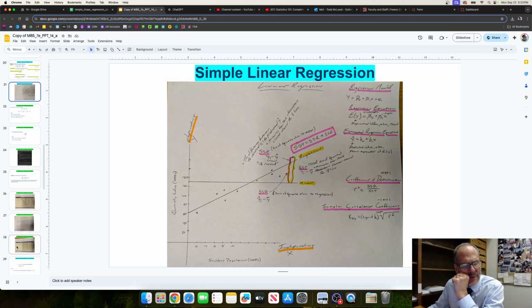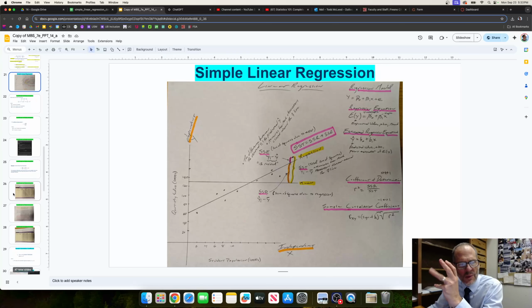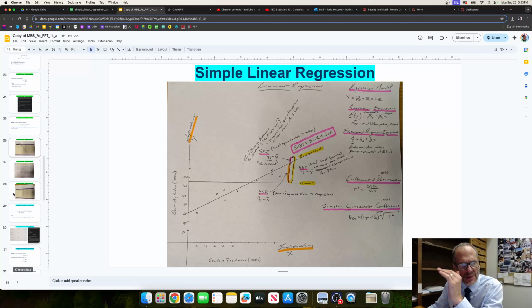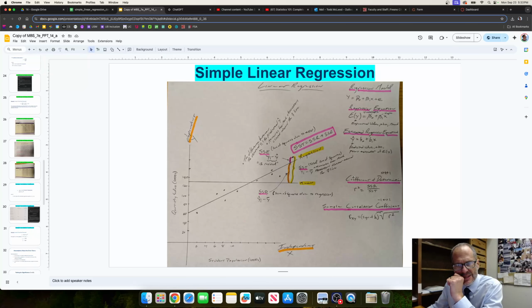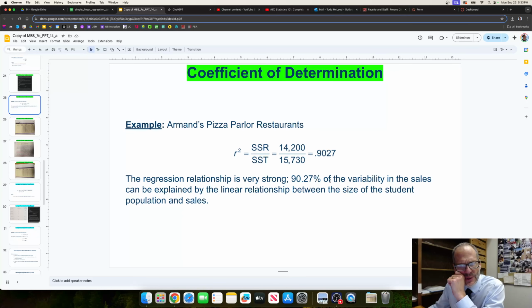So it's just like we don't have to invent the engineering, we just have to know how to use it. We don't have to invent the engineering on the BMW, we just need to know how to drive the BMW. Again, if we understand what these things do, we can use them and make some sense of it. And so the coefficient of determination gives you a scale from 0 to 1, and it allows you to know that 90.2% of the variability in sales can be explained by the size of the student population. So the dependent variable, 90% of it can be explained by the independent variable.